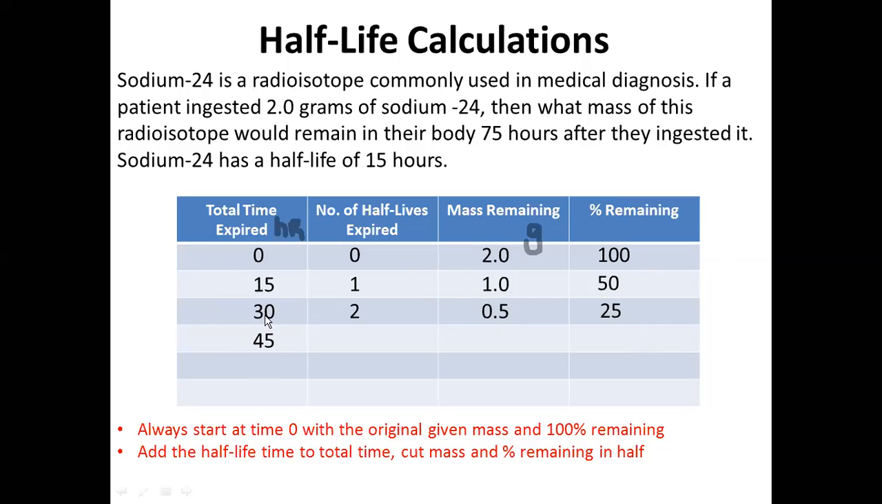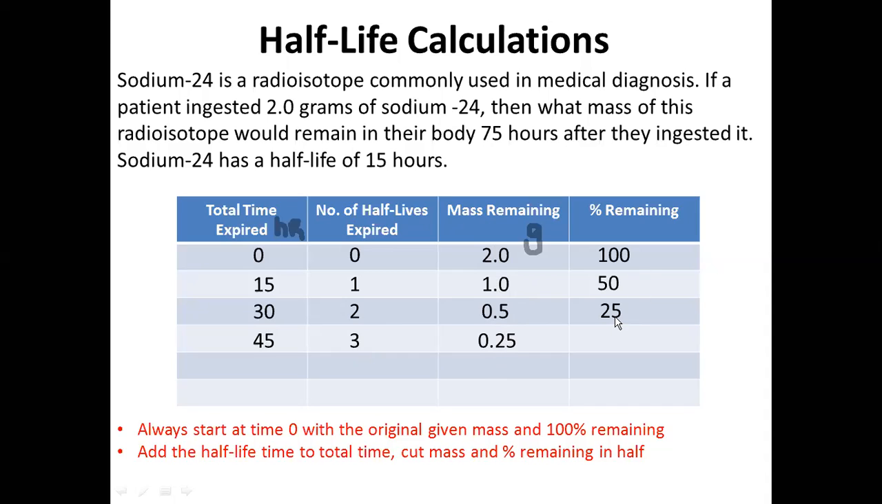We add the half-life time, 15 hours. That means 3 half-lives have expired. 3 times 15 makes 45. What are we going to do with 0.5? Well, it's called half-life. That mass gets cut in half. Now there's only 0.25 grams of radioactive material. See, the radioactive material is decaying. There is very little left over at this point.